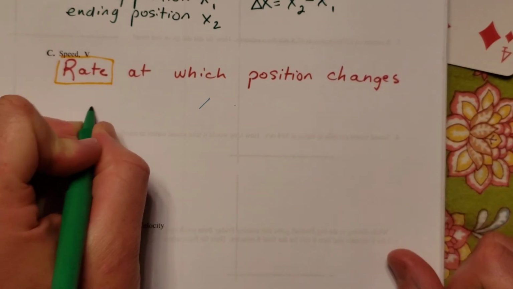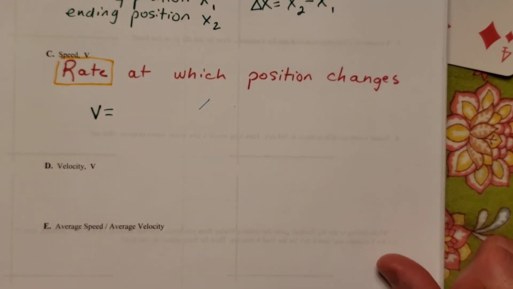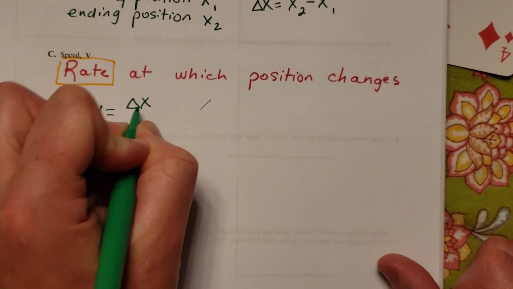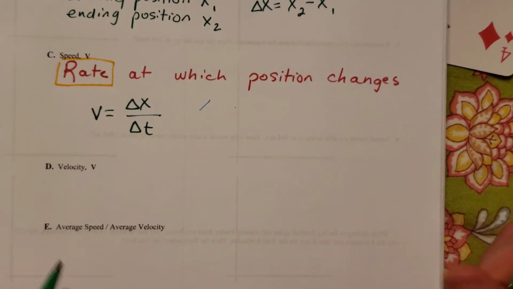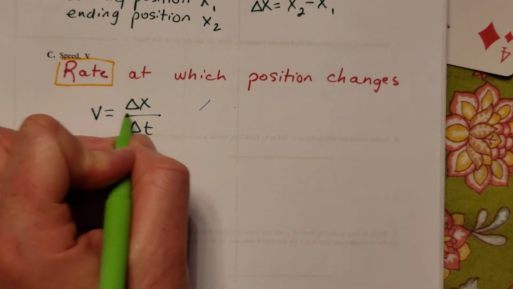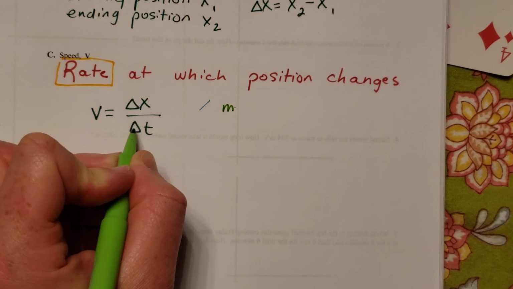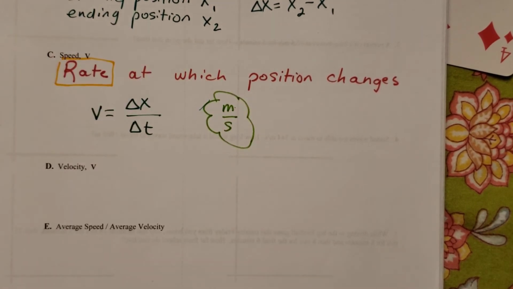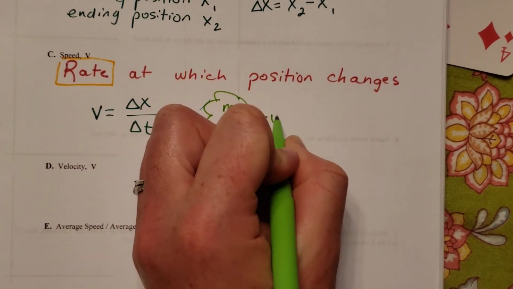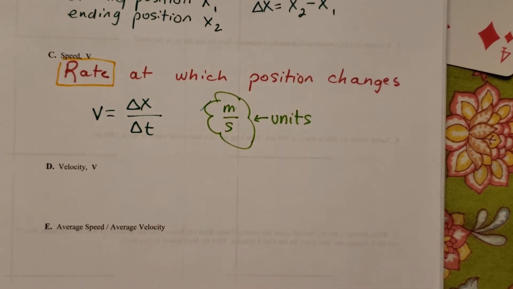So suddenly we're talking about a velocity, a lowercase v, is delta x over delta t. In those units, if I was going to put those in units form, well, distance is measured in meters and time is measured in seconds. And whoa, check it out. Those are the units for speed. Remember, rate always means something over time.